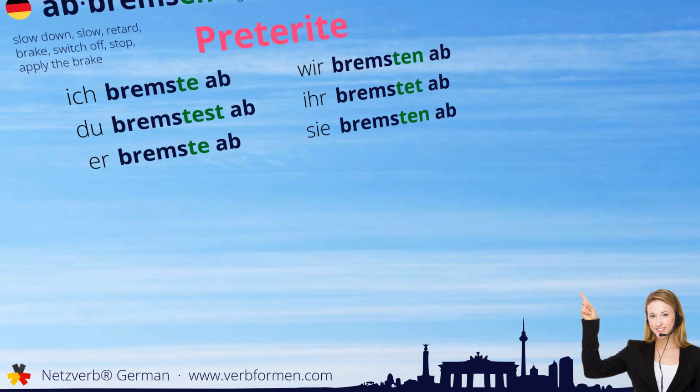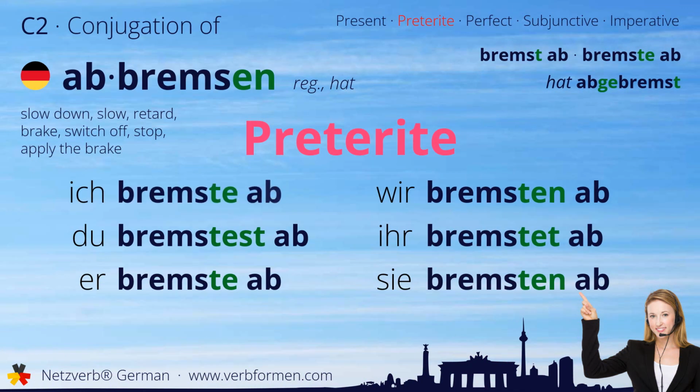Next up is the preterite. Ich bremste ab. Du bremstest ab. Er bremste ab. Wir bremsten ab. Ihr bremstet ab. Sie bremsen ab.